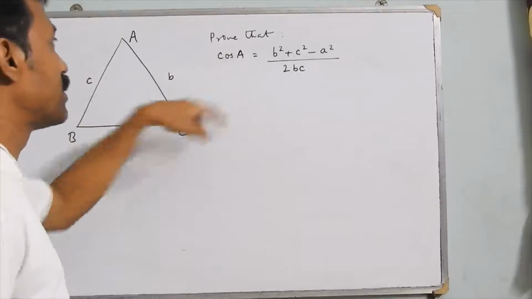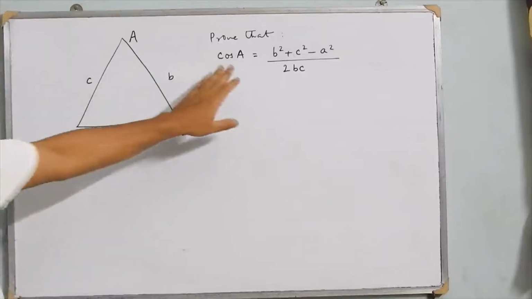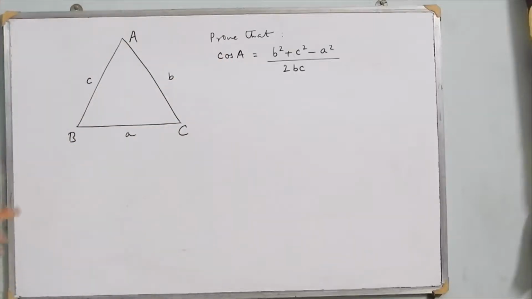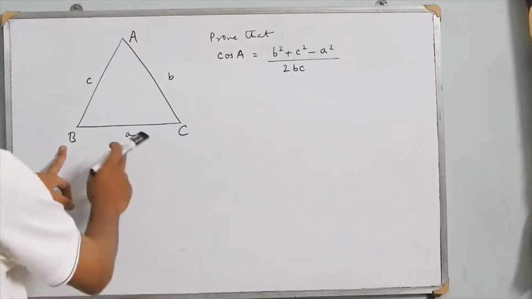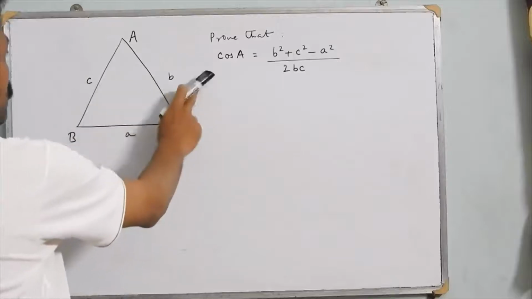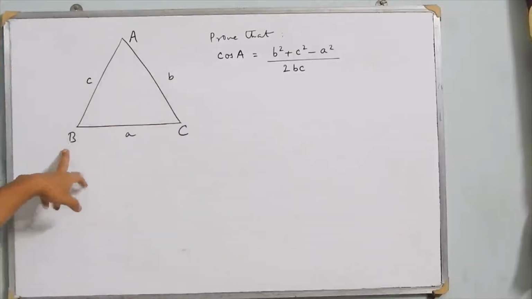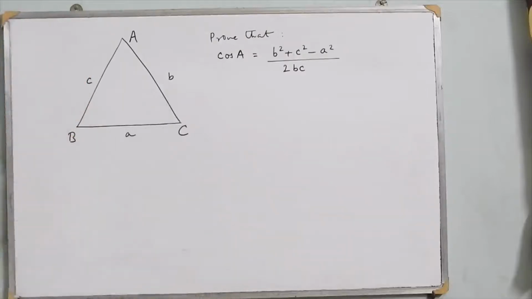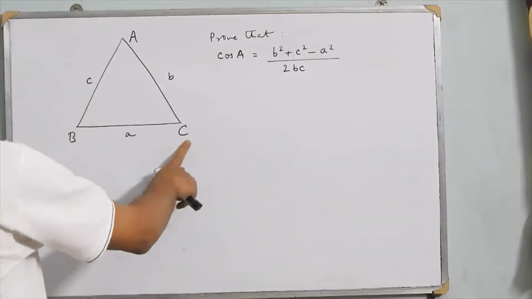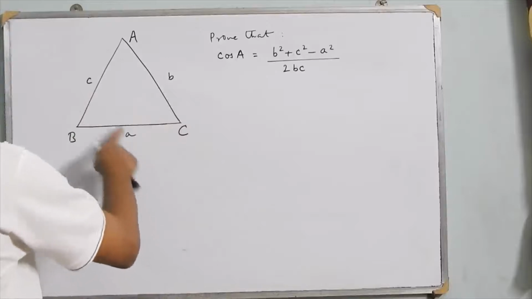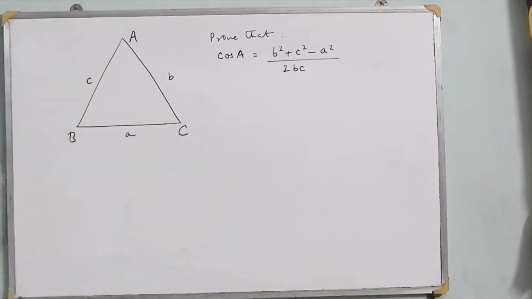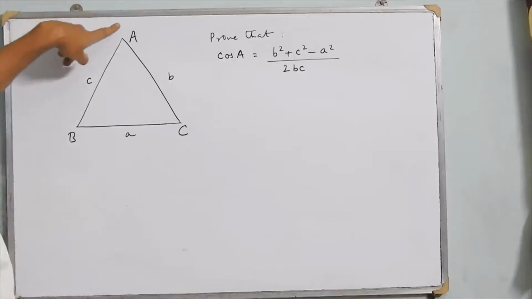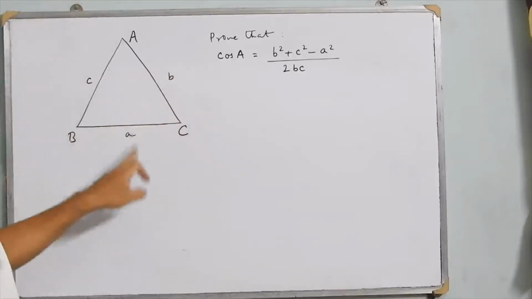So the problem could have been different. Instead of giving this question, the question might have been prove that cos B is equal to A square plus C square minus B square by twice AC. So it is symmetric, you can say. This problem is symmetric with respect to the vertex and the side. Or cos C is equal to B square plus A square minus C square by 2AB. And obviously with respect to vertex A, cos A is equal to B square plus C square minus A square by 2BC.